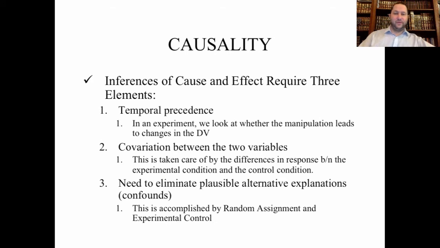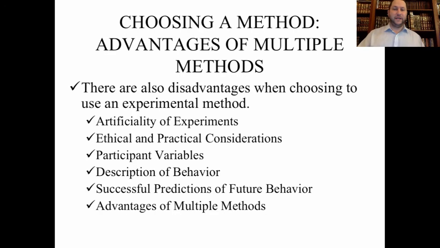Now, these are the three principles of causality. Temporal precedence: the cause must always precede the effect. Otherwise, you have the problem of the chicken-egg phenomenon. Covariation of the cause, that means in the presence of the cause, you get the effect. In the absence of the cause, you don't get the effect. And eliminating confounds, that we said was to neutralize or eliminate any possible alternative explanation.